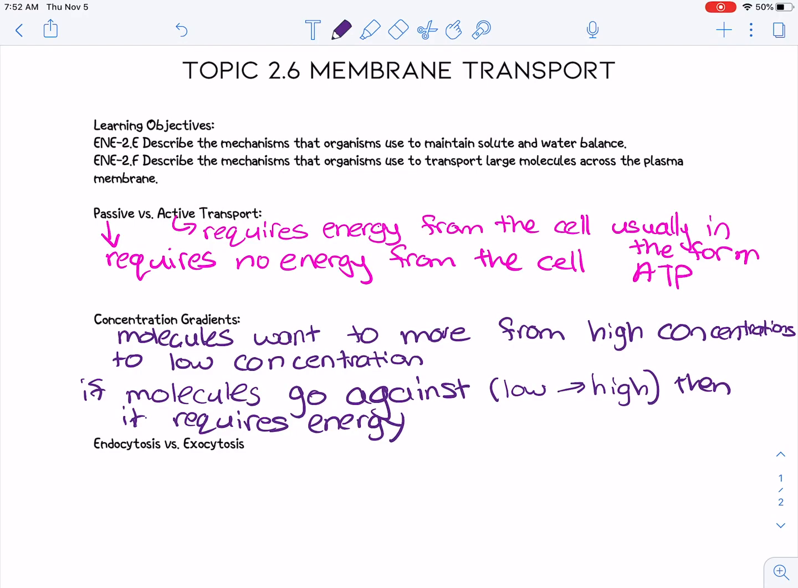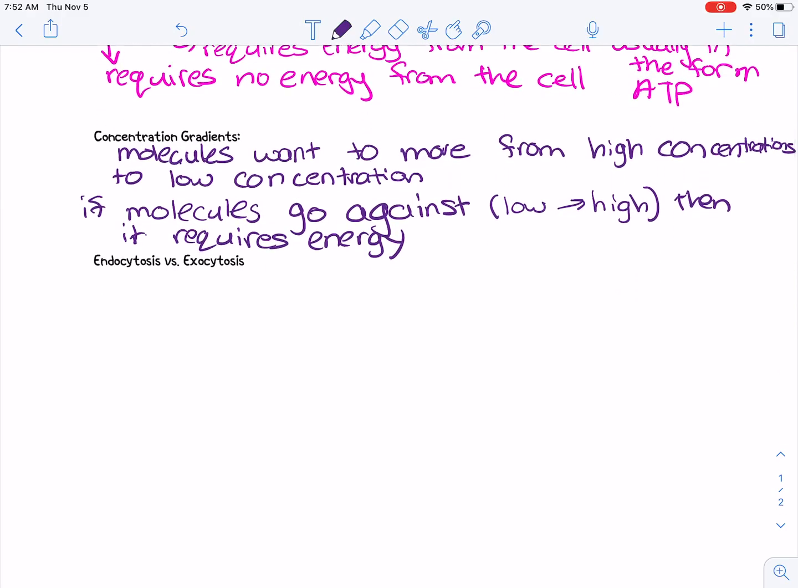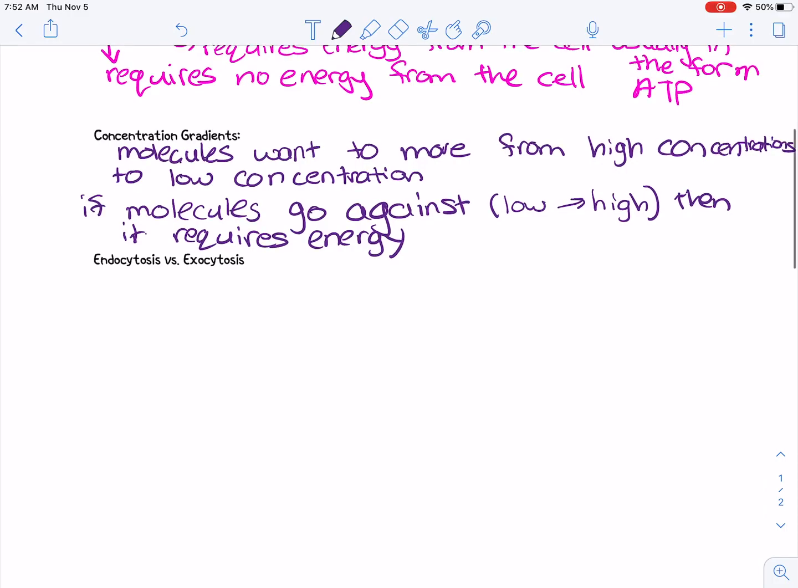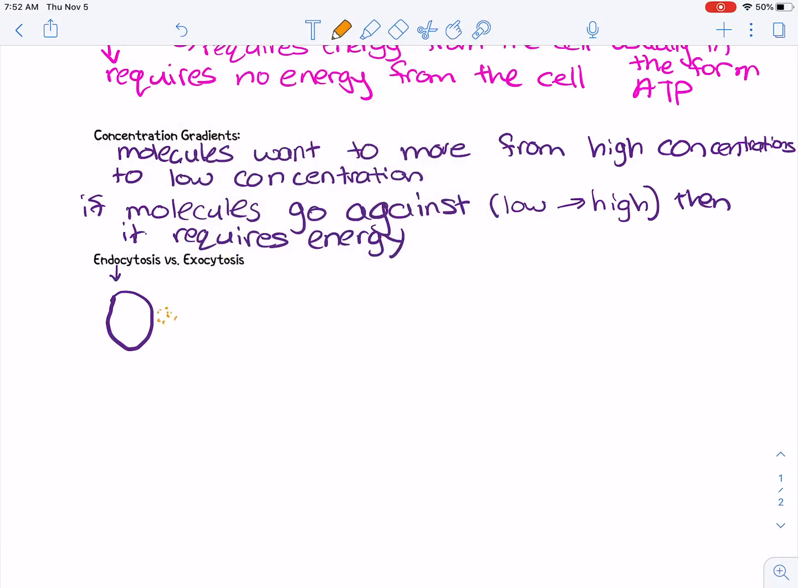Okay, and then the last part that goes up with the second learning objective: how do organisms transport large molecules across the plasma membrane, if they're trying to get a large amount of a substance from the outside? So here's my cell. I'm going to kind of draw it in stages. I'm drawing endocytosis here. And then just outside my cell, I have a bunch of molecules that I want to take in. Let's just say that's a bunch of starch. I don't know. And so what's going to happen is my cell is going to begin to wrap around it, if you will, and engulf it, or endocytose it, bring it to the inside.